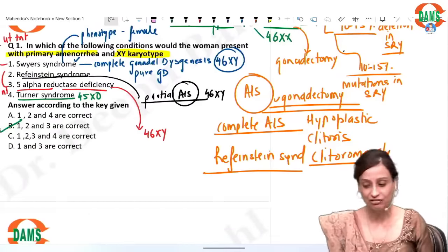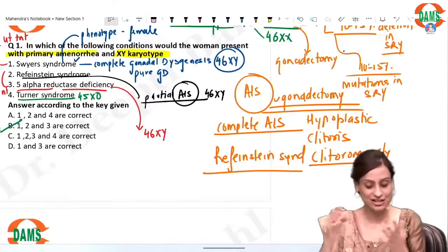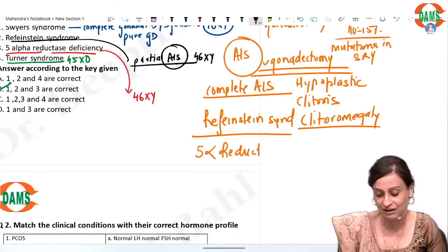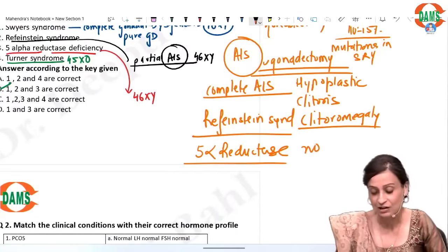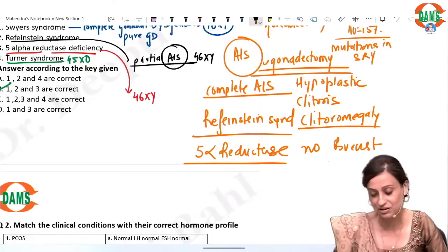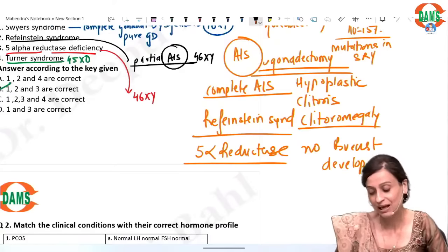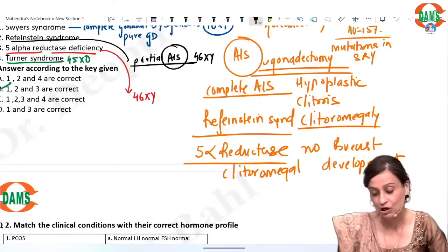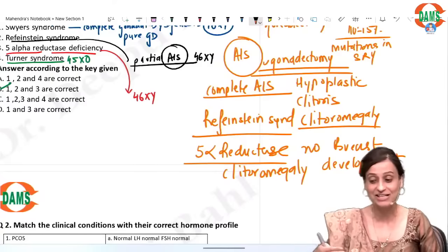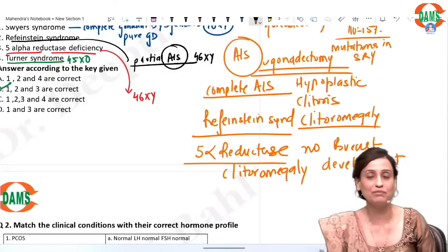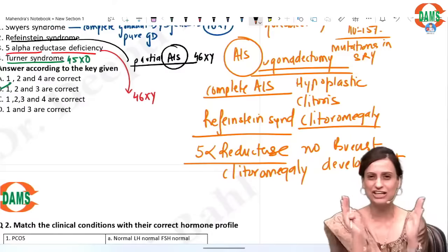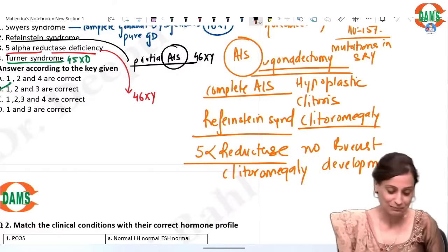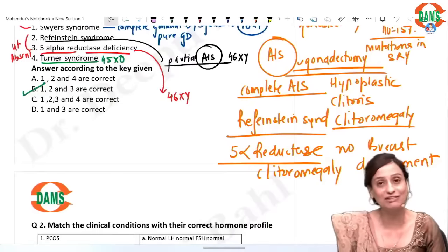So how will you then differentiate 5-alpha reductase from partial AIS? So remember, if it is 5-alpha reductase deficiency, there is no breast development. They may have clitoromegaly, but they will not have breast development. What about partial AIS and complete AIS? They will have breast development. So these are key things which will help you differentiate these close differential diagnoses from each other, right? I'm sure a lot of you have done it right and I'm happy.